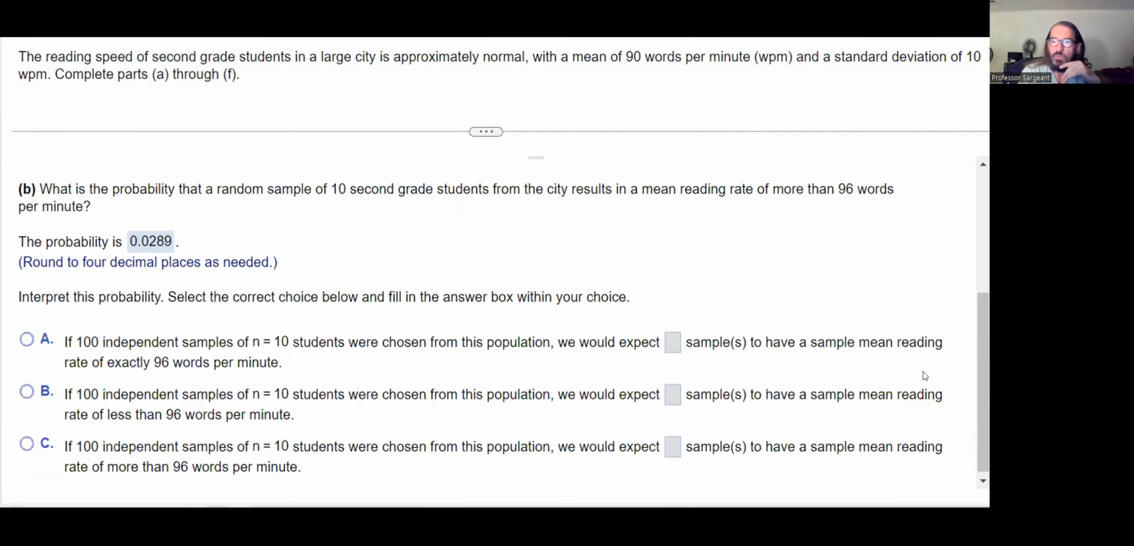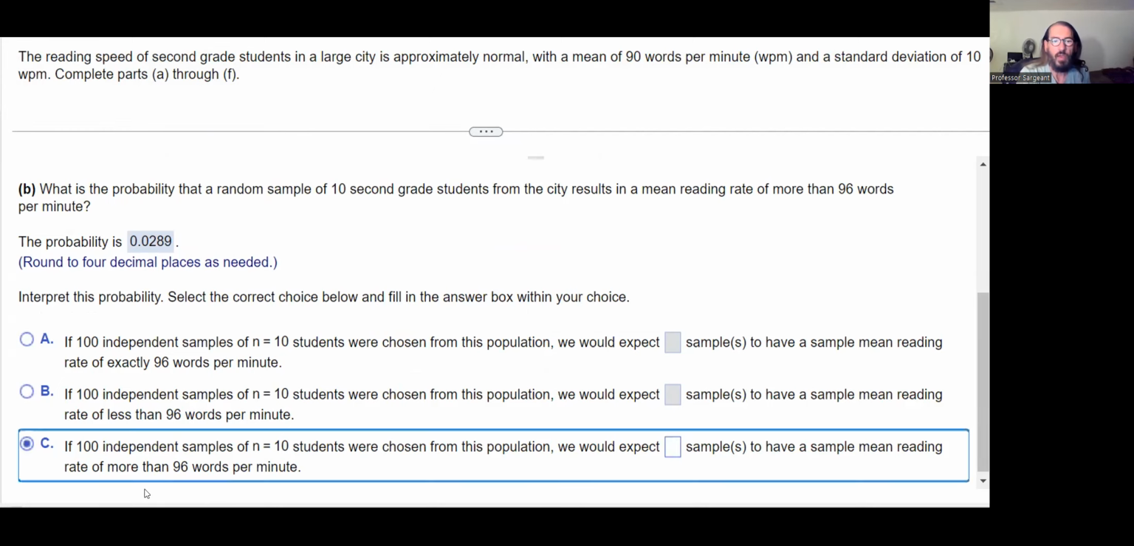And similar to the previous question, now if we had 100 independent samples, still with 10 students, multiply that by 100 and round. 2.89 would round up to 3, and we would expect that the X bar, on average, from those 100 independent samples of 10 students, would be greater than 96 in 3 of them. Greater than, or more than, 96 words per minute.